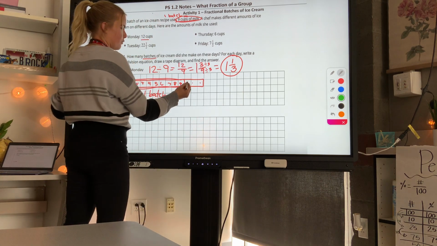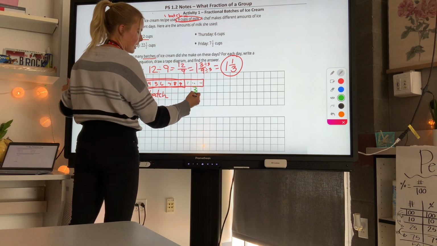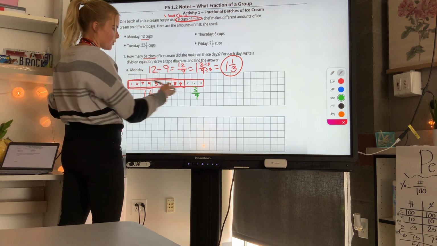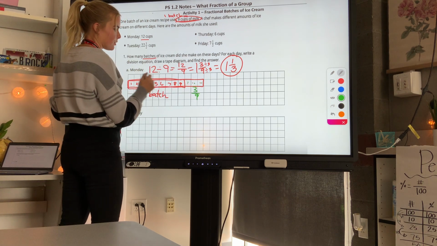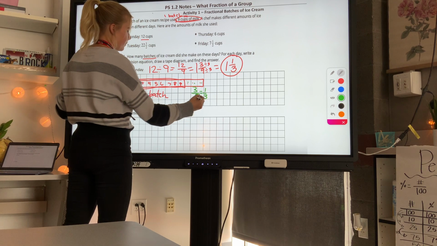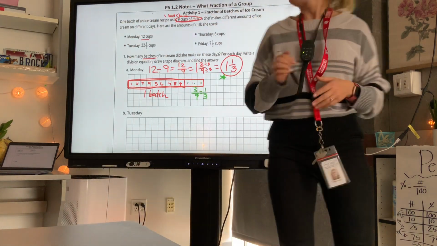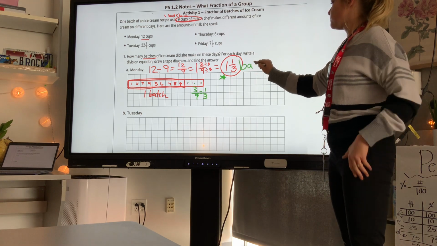Okay, and then we have 1, 2, 3. 3 out of the 9 that I need to make a full second batch. So that's why it's 1 and 3/9, which equals 1/3. Okay, so same answer, 1 and 1/3 is our answer, and we would label it batches.